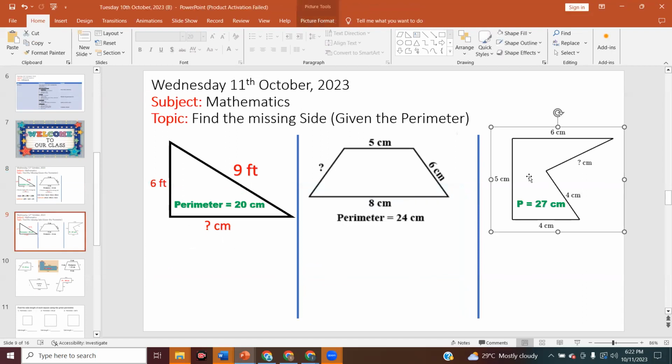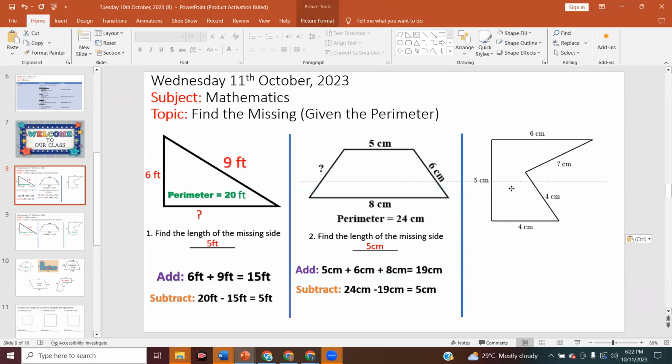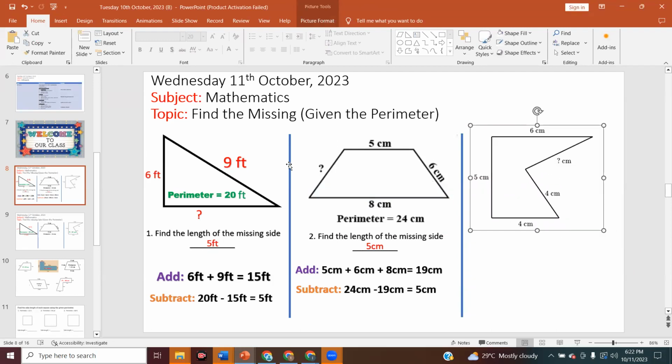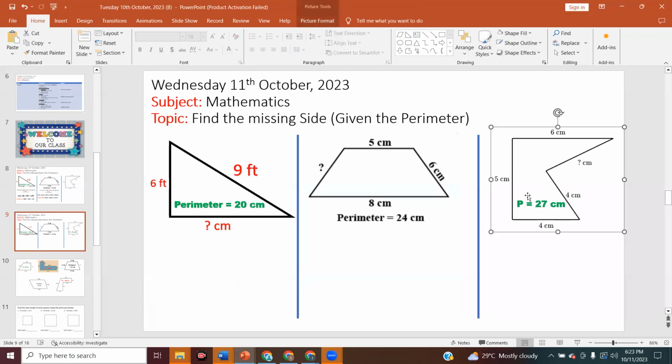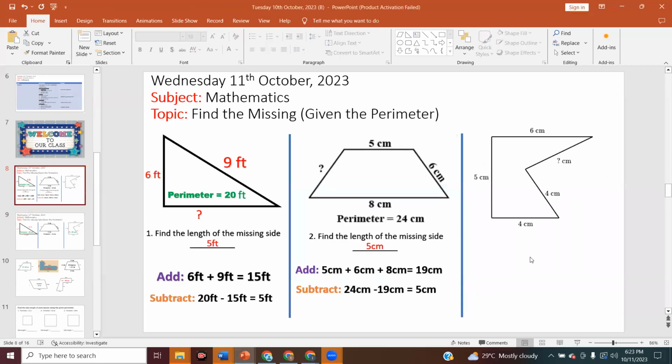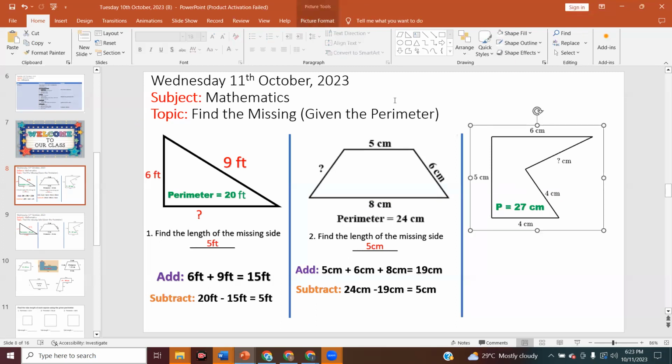All right, let's do a third example. So with this example, we have another shape. Let's say we have the shape, and we have a missing side, right? But what is the perimeter? Let's say the perimeter for this one is 27. So I say that the perimeter is 27. Put your hands inside the chat, please. If the perimeter is 27, so if P is equal to 27, what's going to be the length of the missing side right here?